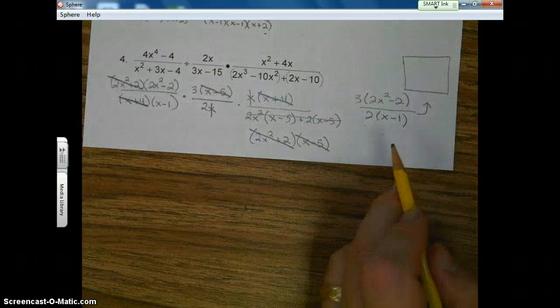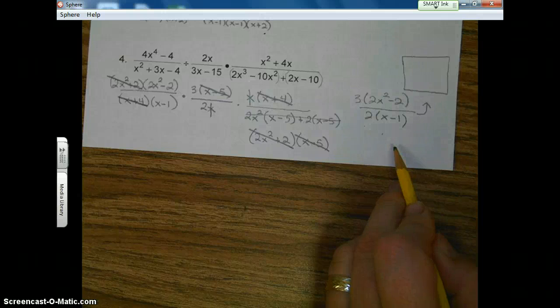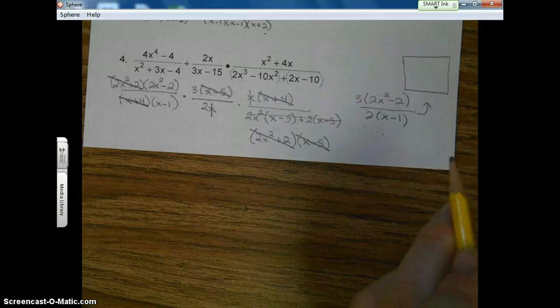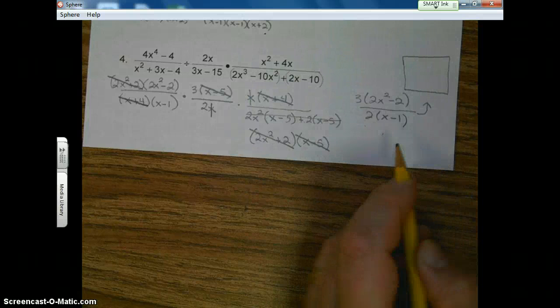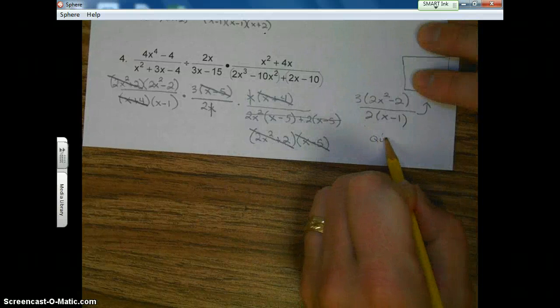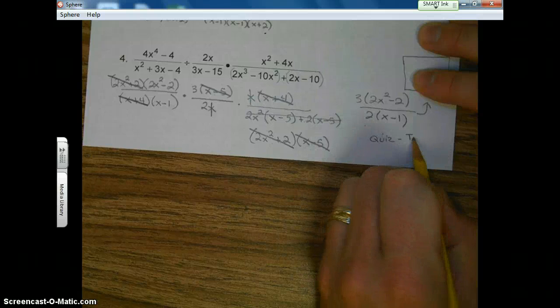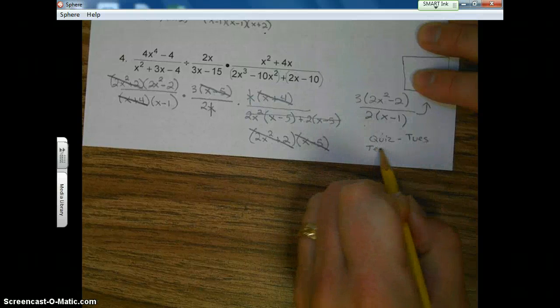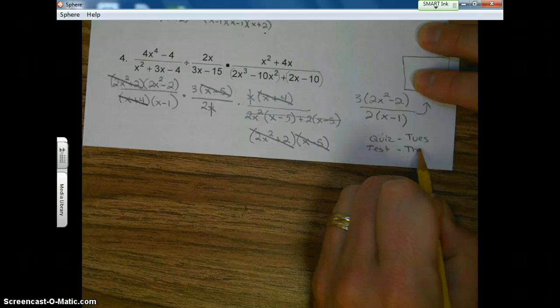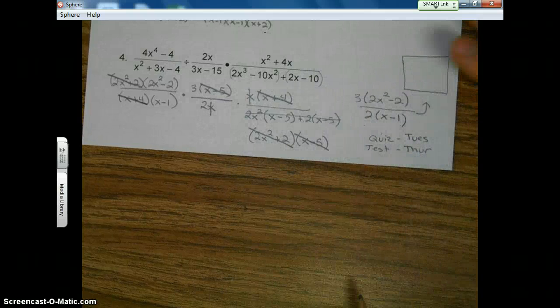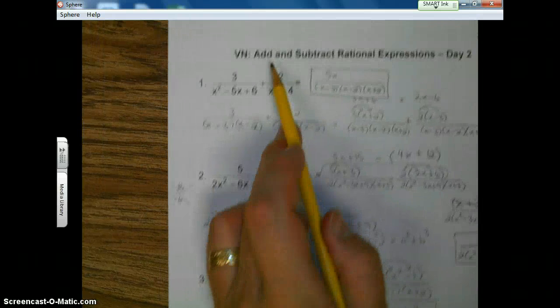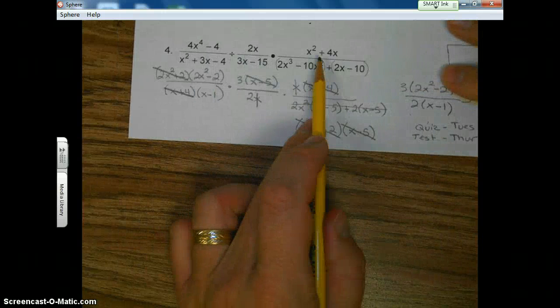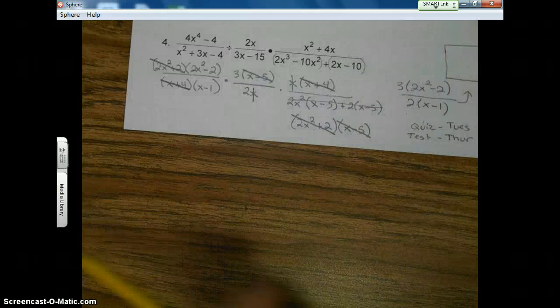There will be a quiz on Tuesday. There will be a test on Thursday. Quiz Tuesday, test Thursday, over adding and subtracting rational expressions, multiplying and dividing rational expressions. See you later.